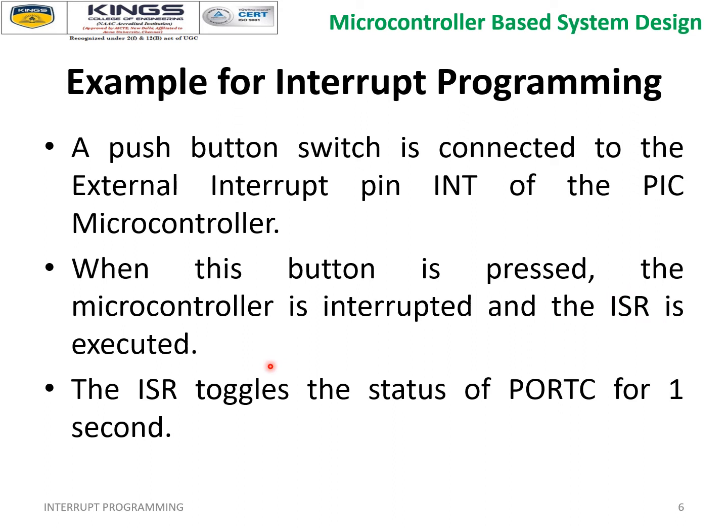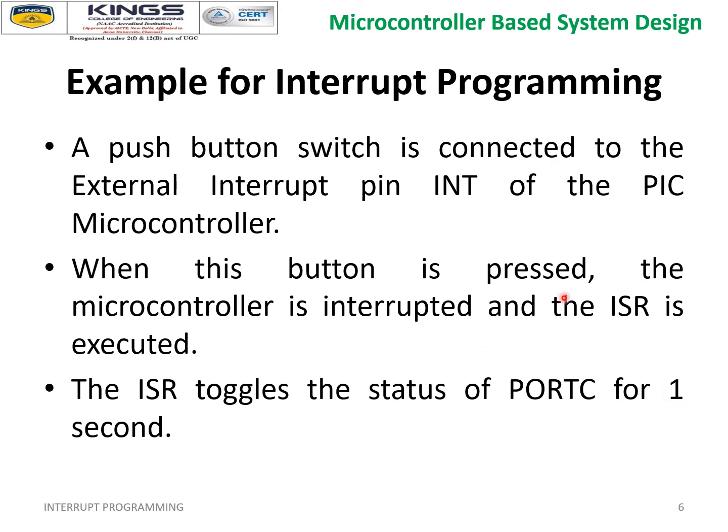So at the particular vector address, we have to write the code. What should be done whenever the push button is pressed? The interrupt service routine is written in such a manner that it toggles the status of port C for 1 second. So here we can write any code. In this program, it consists of toggling the status. Toggling means just switching on and off all the bits of port C, for how many seconds? 1 second. So the delay given here is 1 second.